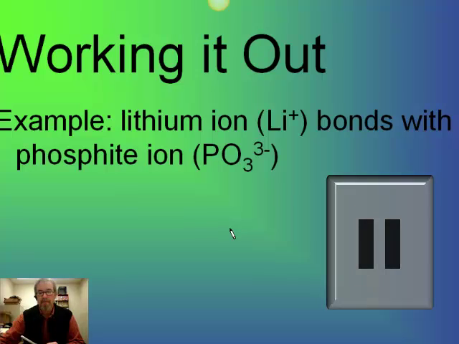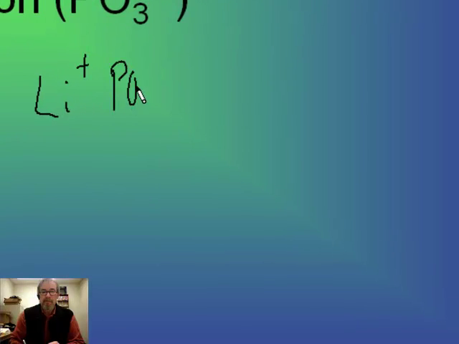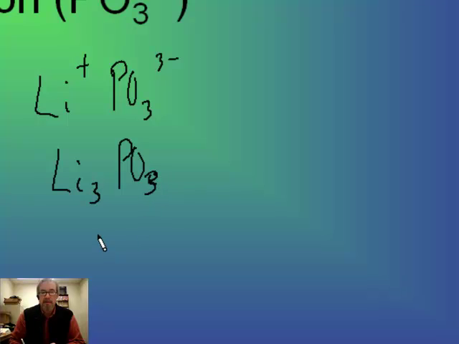One more. Lithium with phosphite. Lithium, 1 plus. Phosphite, PO3, 3 minus. When I charge swap, lithium gets a 3. Phosphite doesn't get any subscript, so it's just Li3PO3.